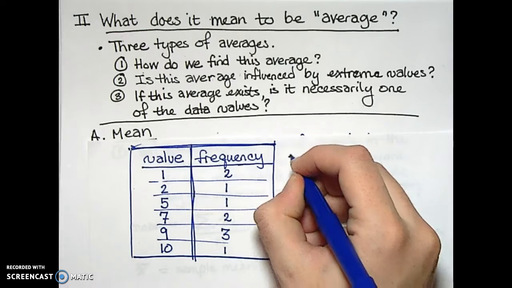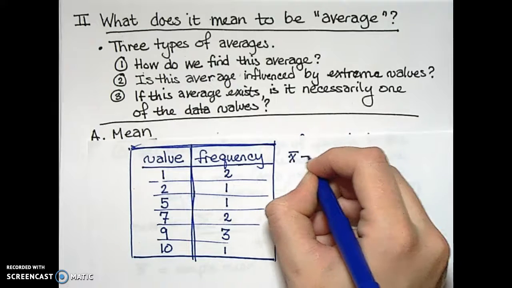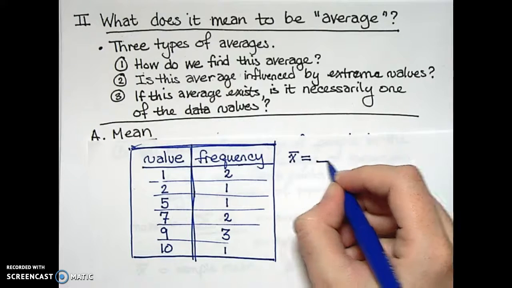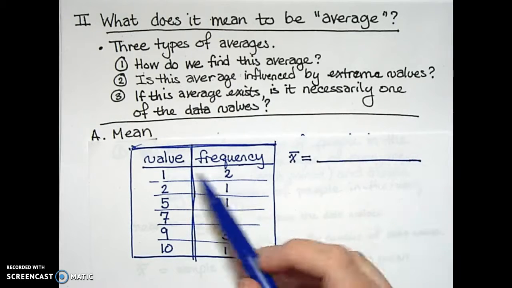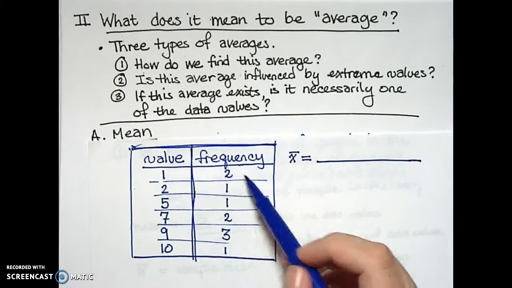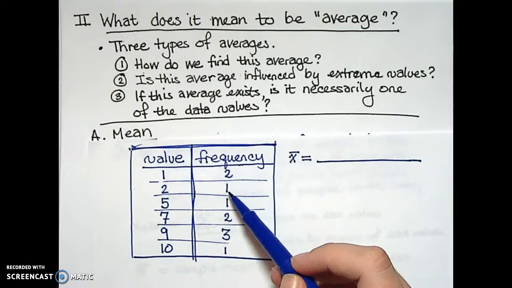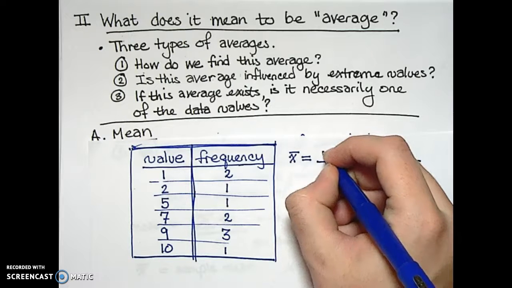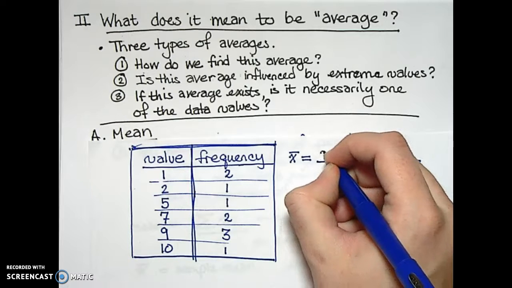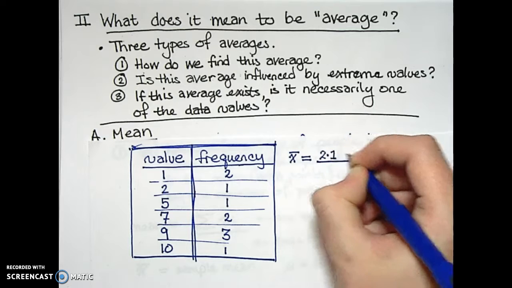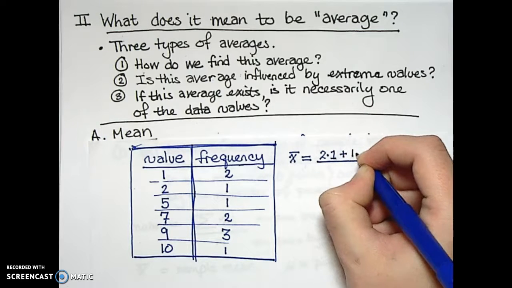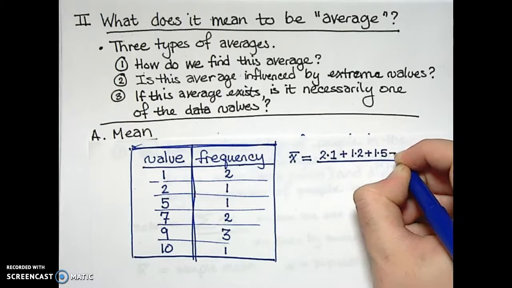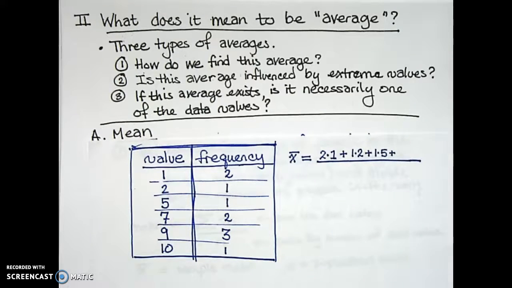How do we calculate the sample mean, or x bar, in this situation? What we do is we take in the numerator of our fraction, instead of simply adding up all these values, we have to take into account that we have multiple occurrences of some of our values. So we're going to do the frequency of a value times that value. So I have 2 occurrences of the value 1 plus 1 occurrence of the value 2 plus 1 occurrence of the value 5, and so on and so forth.